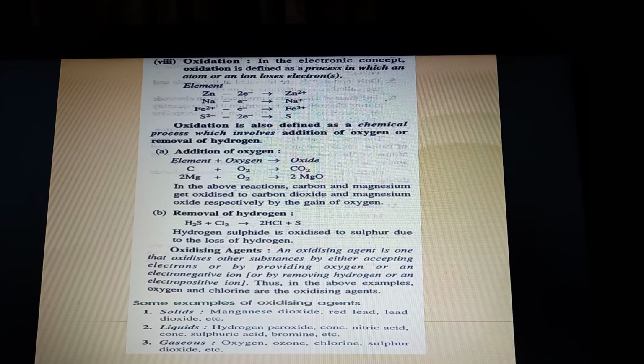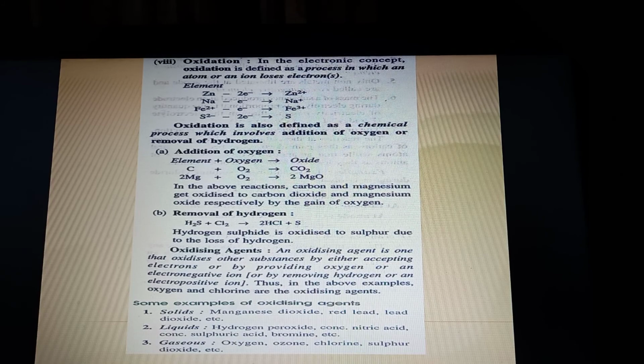So it is rightly said that H2S is basically a reducing agent here, because it is getting oxidized to sulfur. Here hydrogen is getting removed. So we say H2S gets oxidized to sulfur. Why? Because of loss of hydrogen.